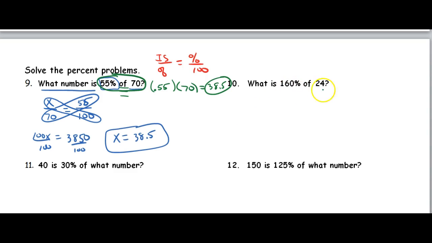Now, what is 160% of 24? Right? If you set up your proportion, you would do x over 24. So you don't know the is, you know the of, right? So is over of equals the percent, which is 160 over 100. Now when you cross multiply, you get 100x equals 24 times 160.